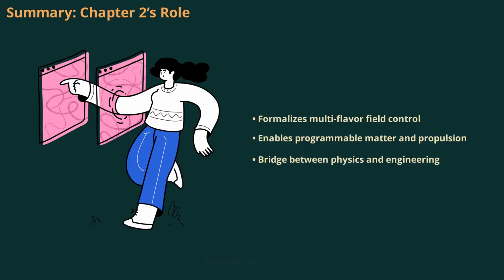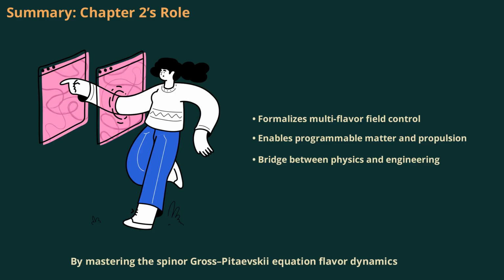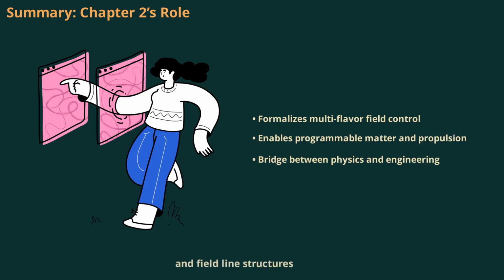In summary, Chapter 2 formalizes the use of multi-flavor polariton fields as the control substrate for programmable matter and propulsion. By mastering the Spiner-Grosspietovsky equation, flavor dynamics, and field line structures, engineers can design materials and systems with unprecedented control over their properties and behaviors. This chapter is the bridge between foundational physics and practical engineering in the HARTMAN framework.